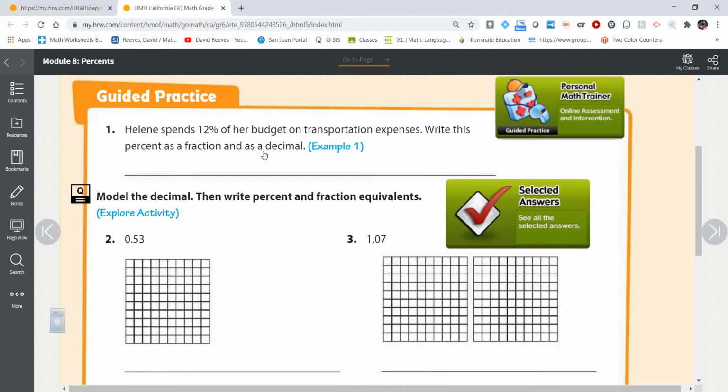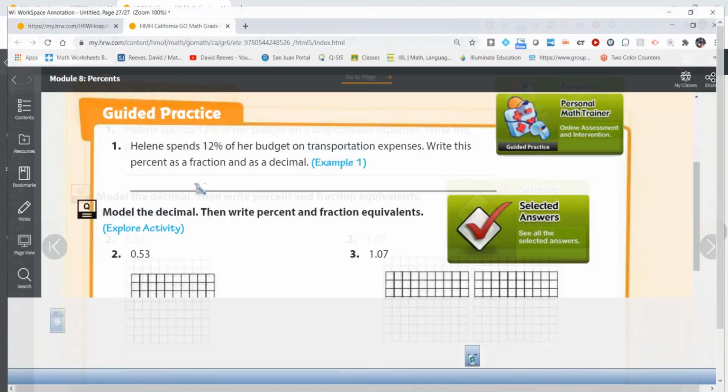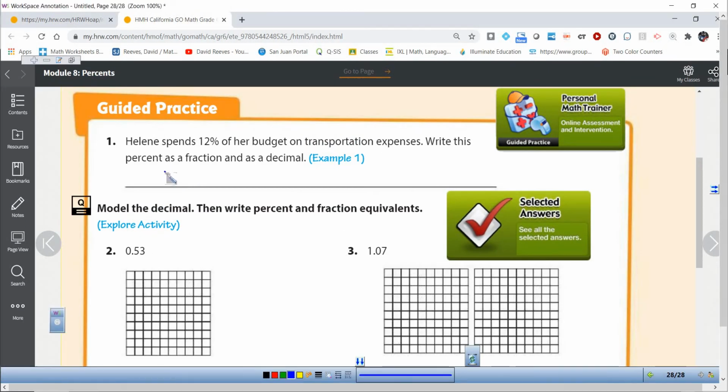All right, Helen spends 12% of her budget on transportation expenses. Write it as a fraction and as a decimal. Again, 12% would be 12 over 100. As a fraction, which again we could simplify, that would be 6 over 50. And as a decimal, that would be 0.12.